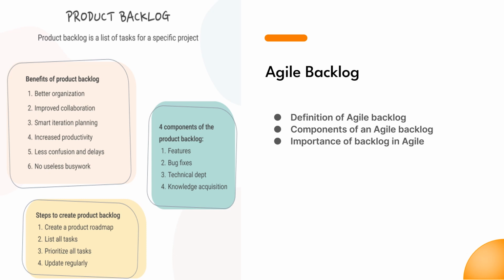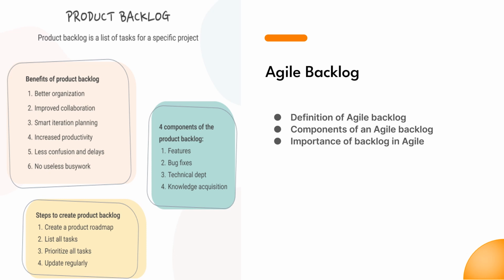Key points to understand. User stories. The backlog primarily consists of user stories, which are concise descriptions of functionality from an end-user perspective. Each user story typically follows the format, as a user, I want to do something, so that, achieve a goal. Prioritization. The items in the backlog are ordered based on their priority, value, and urgency. High-priority items are usually addressed first.